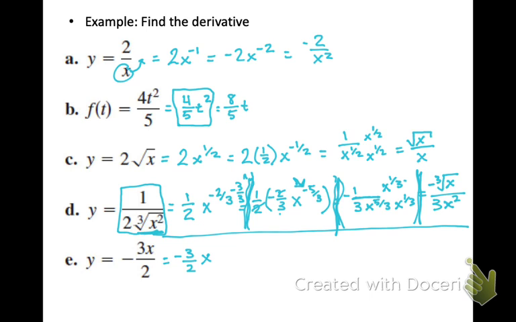Okay, well, what's my exponent? 1. It's 0. No, it's not 0. Well, I know it's 1, but I get 0. You get x to the 0, which is what? 1. Mm-hmm. So it's negative 3 halves. So it's negative 3x.